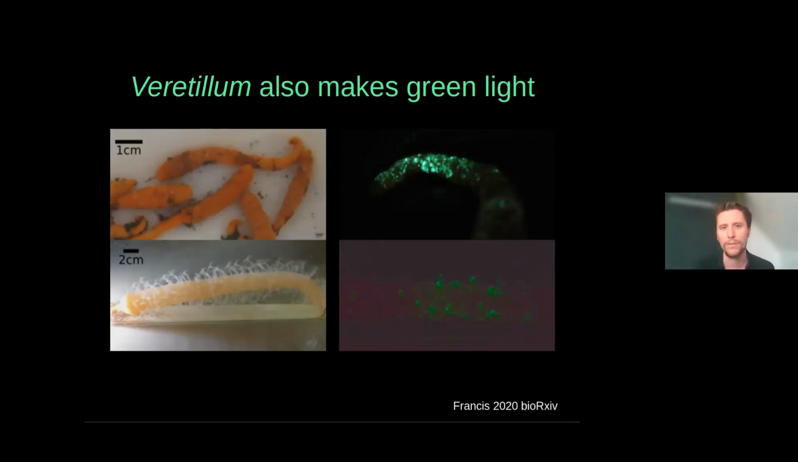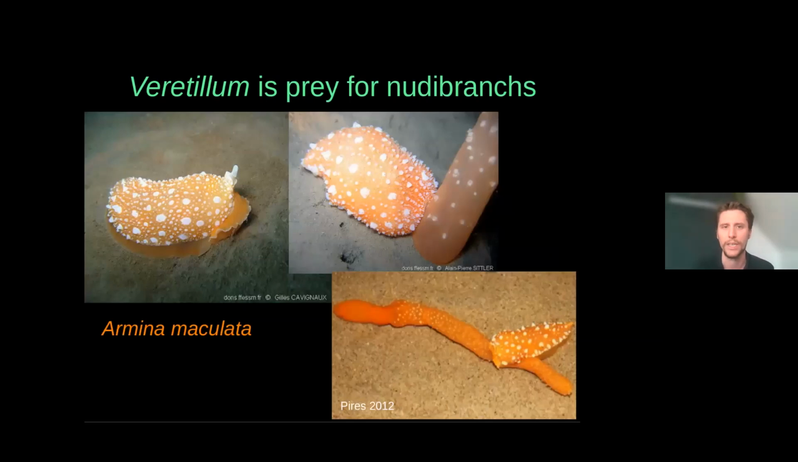But particularly of interest here is when we start thinking about the predators. And there's one predator in particular. It's a nudibranch, so a sea slug called Armina maculata. And what we can see in the photos on the right, so one of them, this Veretillum, it's this orange stalk sticking into the mud. And this sea slug actually has a very similar color and pigmentation pattern of this orange with the white spots. So if it were eating it during the day, it's actually camouflaged on its own prey.